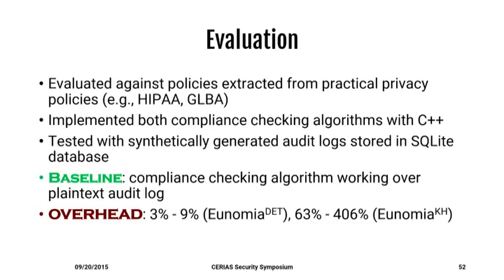And for evaluation, what we did was we evaluated against policies extracted from HIPAA and GLBA. These are real policies. Okay, and we implemented the compliance checking algorithm in C++ and generated logs synthetically with SQLite, and stored them into SQLite databases. For our baseline, which is plain text, for the deterministic one, the overhead is 3 to 9%. This is the time overhead. But for Eunomia, because you need to do this transfer key operation, it goes up to 400%. So it's like 4 times slower.